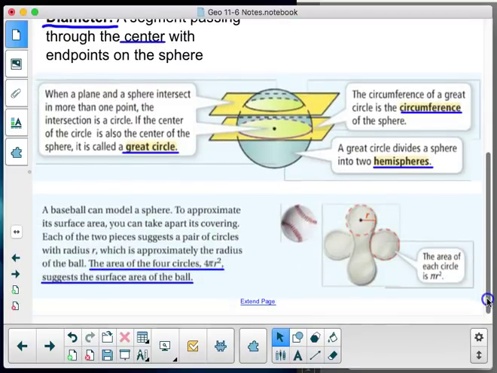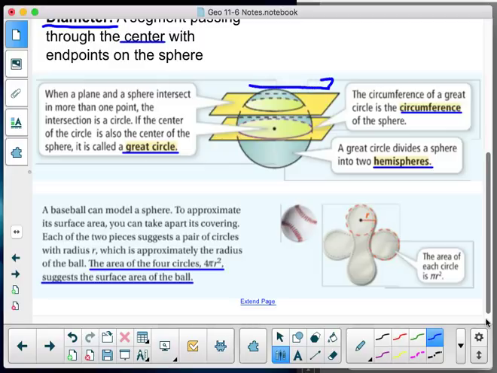Now, when a plane and a sphere intersect in more than one point, the intersection is a circle. If I had a plane that just had my sphere sitting on it, like a ball on the ground, it would be a point. But as the plane penetrates the sphere, the intersection is a circle.